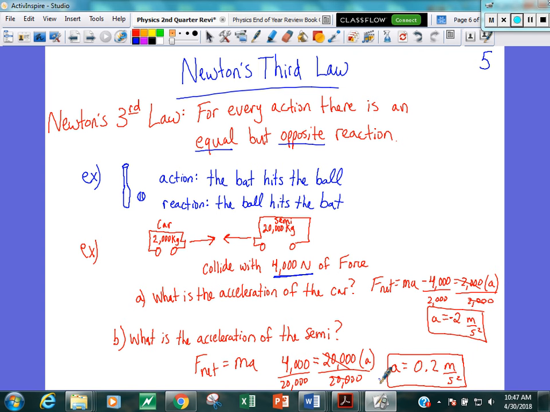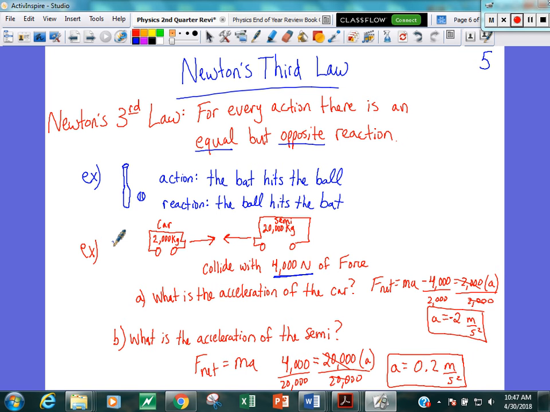Now here's a question. How come the car accelerates so much faster than the semi-truck? Because it has less mass. And we can actually quantify this. It looks like the car is accelerating 10 times more than the semi-truck. Why is the car accelerating 10 times more than the semi-truck? It's 10 times lighter. Yeah, the semi has a mass that's 10 times more than the car.